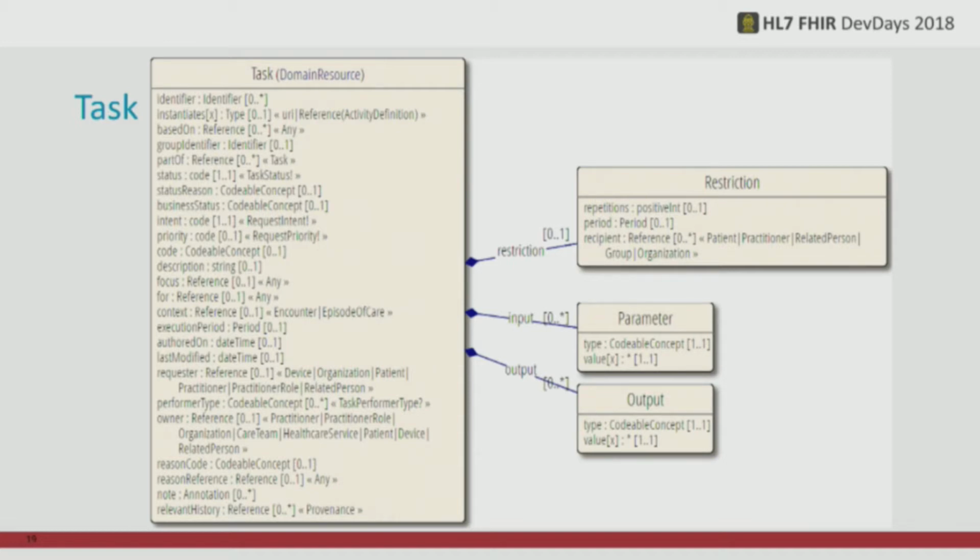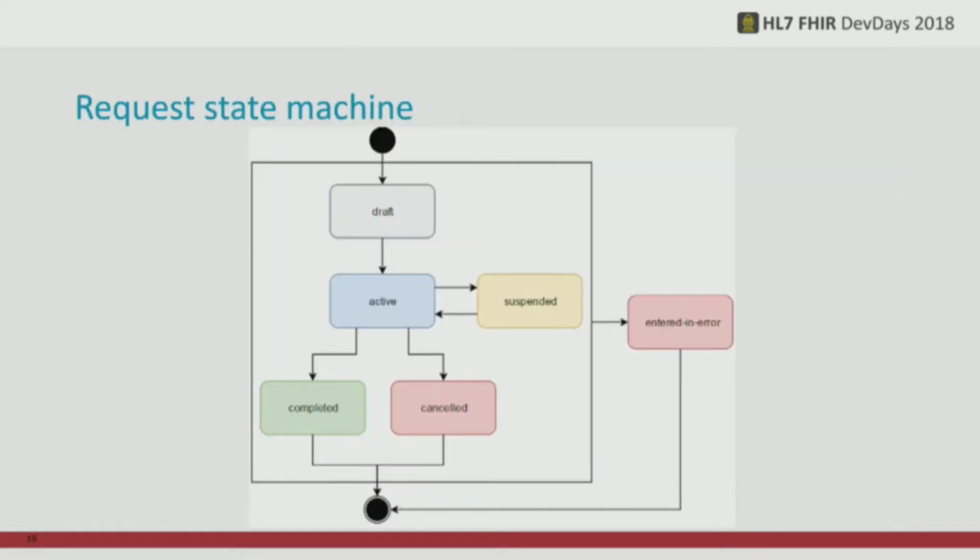With task, we also have the ability to have input and output parameters. And that's actually a rendering problem. Both of those should say parameter. It should point to the same thing twice. I'm not sure why it doesn't. And so you can provide input into the task that's going to be executed, and you can also capture the results. The easiest way to understand the difference between request and task is probably to look at their state machines.